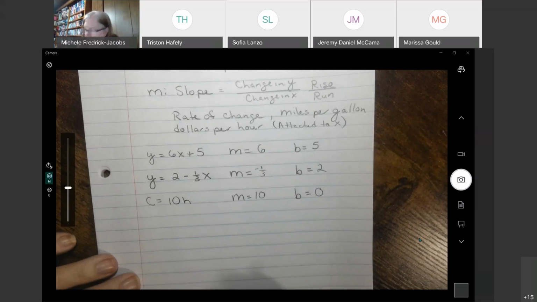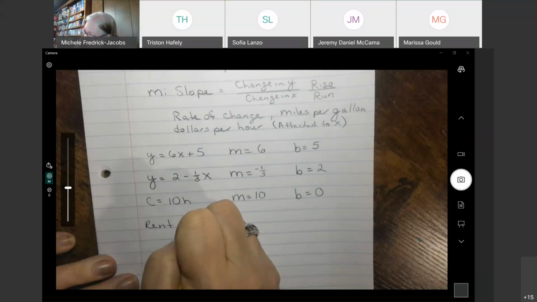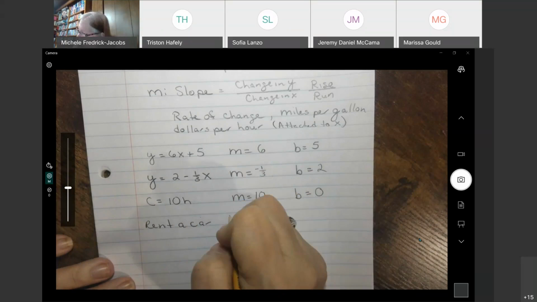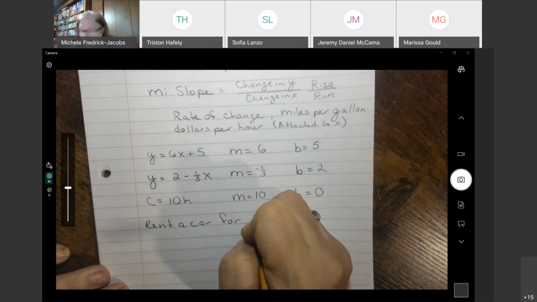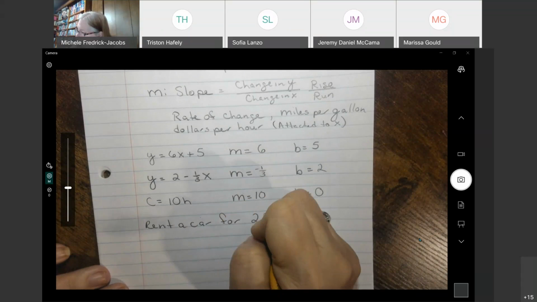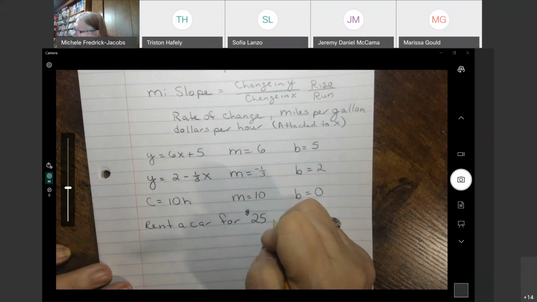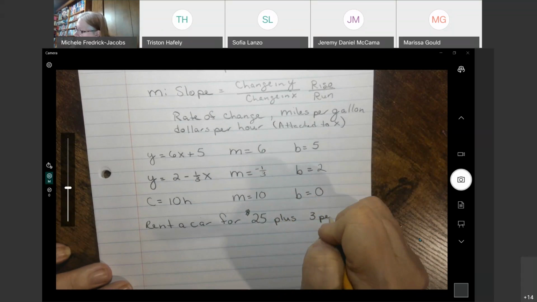If you rent a car for $25 plus $3 per mile.